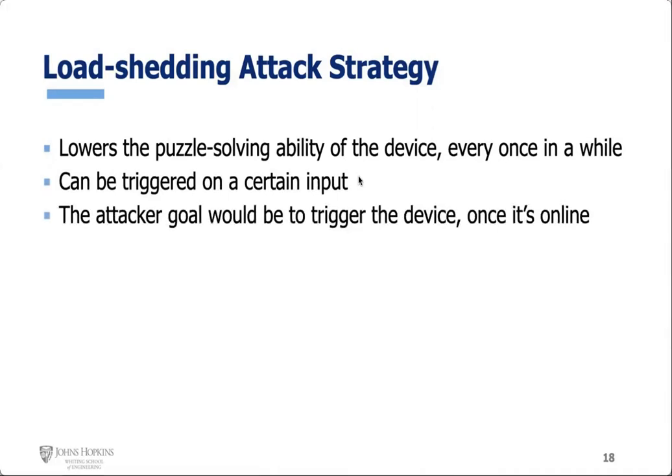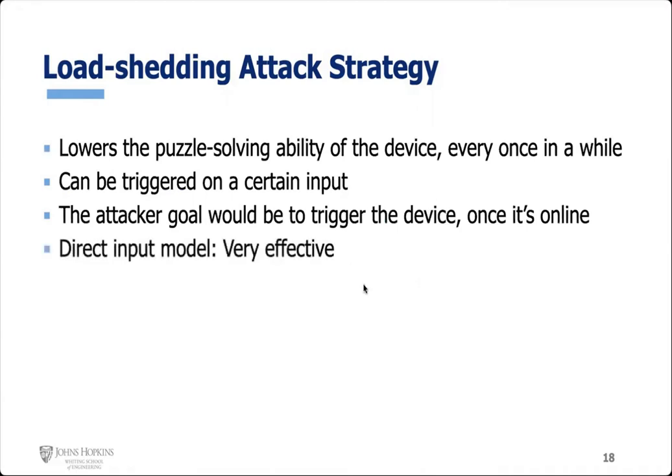The attacker's goal is they basically use an input to trigger the device once the device is online, and post receiving the trigger, the device performance declines. So in the direct input model, where your pool operator is also a device manufacturer, this is a very effective attack for obvious reasons, because they know the triggers and they send hashes to your devices directly, which look like certain block hashes or the intermediate input to like a puzzle instance.